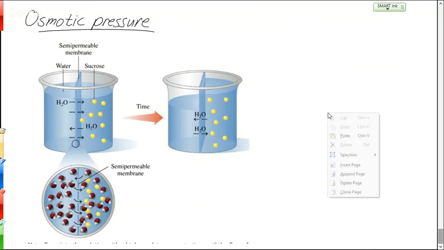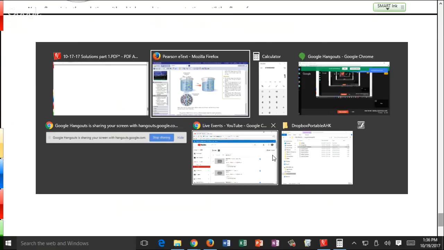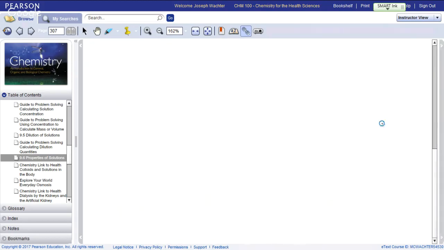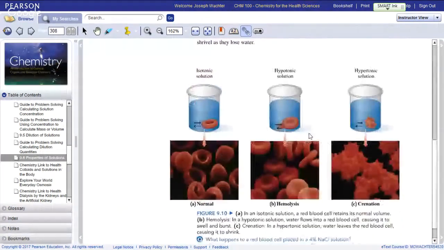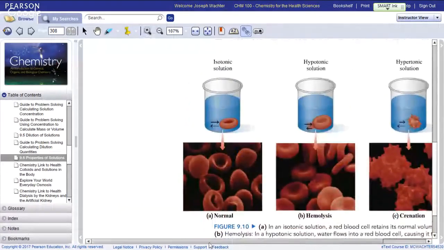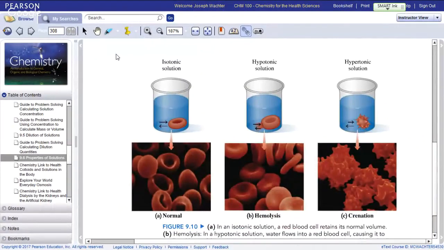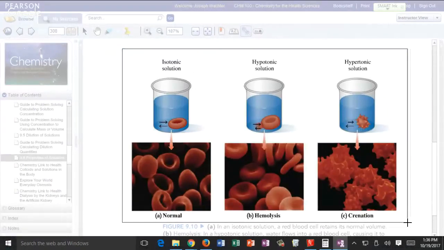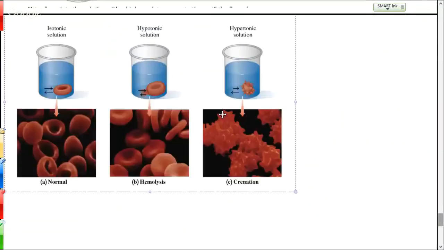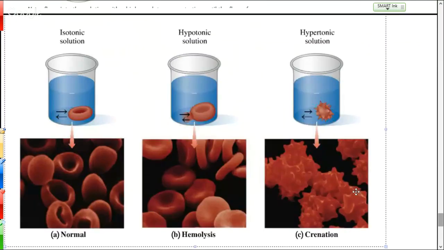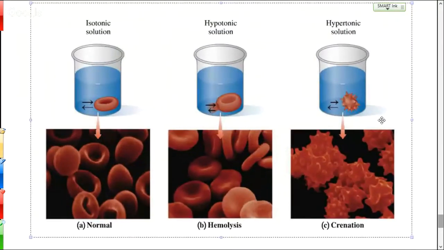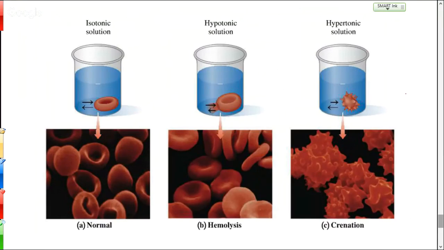And there are names for those situations. So let's, again, get some pictures from the book, because I think it's easier if we see it rather than just talking about it. Here's some actual microscope pictures of some blood cells. Okay. So on the left, we have what's called an isotonic solution. Tonic is actually an old word for ions. So an isotonic solution means the same ions.